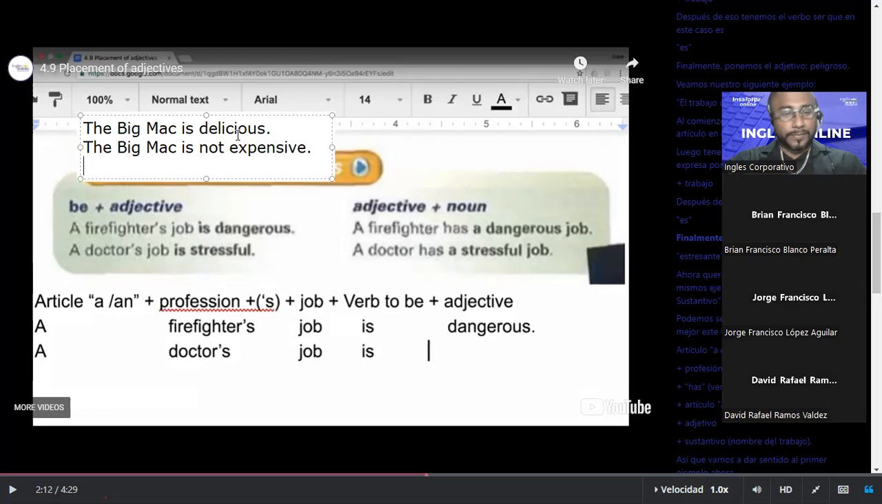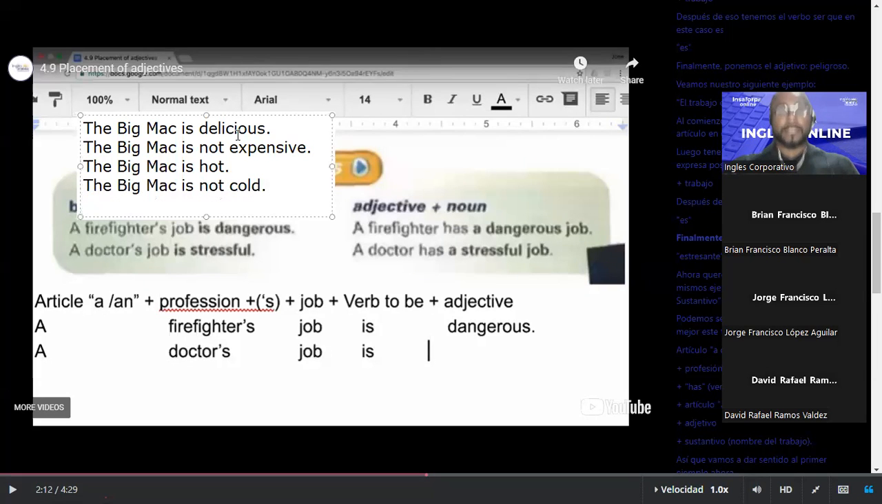Vamos a decir, the Big Mac es caliente o helada? It's hot. Okay, no, pero deme la oración con estructura. The Big Mac is hot. Okay, como digo, no es helada. The Big Mac is not cool. It's not cool. The Big Mac is not cold. Okay.